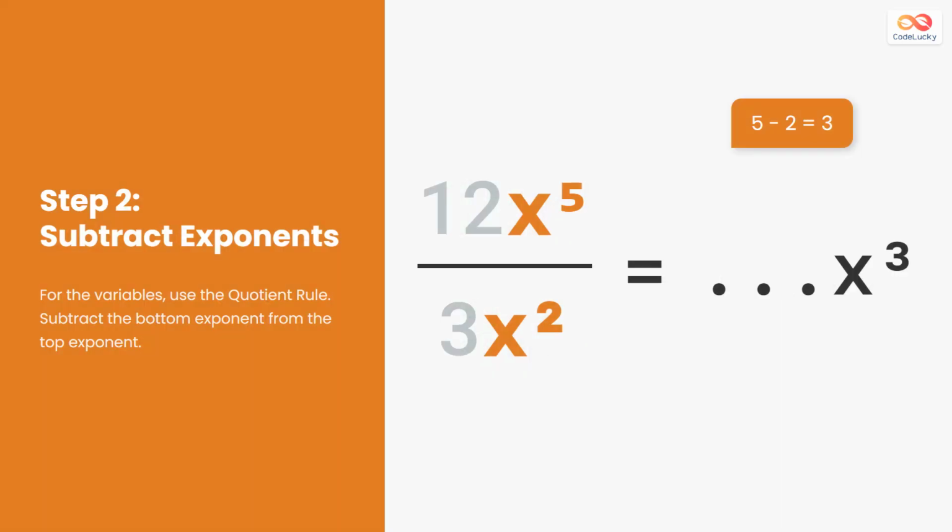Next, look at the variables. We have x to the fifth on top and x squared on the bottom. Using the quotient rule, we subtract 2 from 5. 5 minus 2 is 3, so the variable part becomes x cubed.